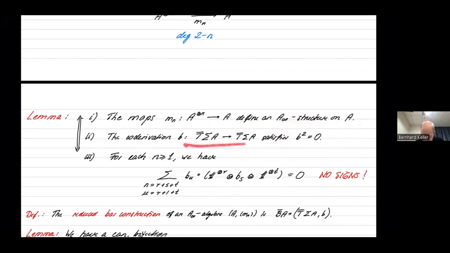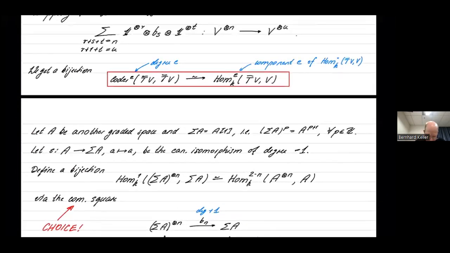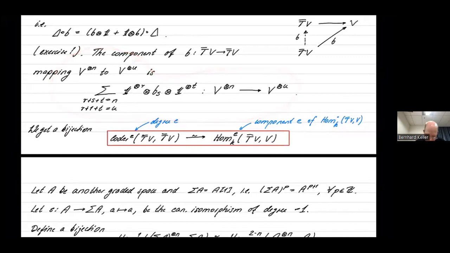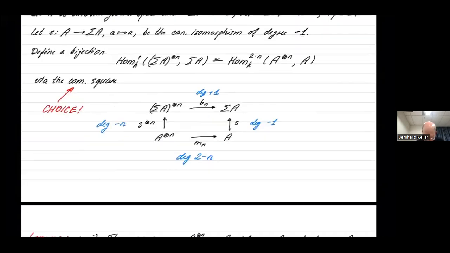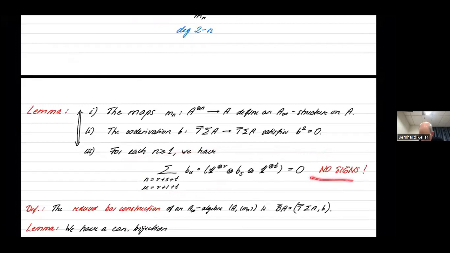And if you decode this, then you get these equations for the Bn's, using this expression for the map from the nth to the uth tensor component. You see that we get this family of equations for the Bn's, and the nice thing now is that we have no signs at all. Of course, if we apply this to elements, then the Koszul signs will appear, but in this expression, no signs appear.